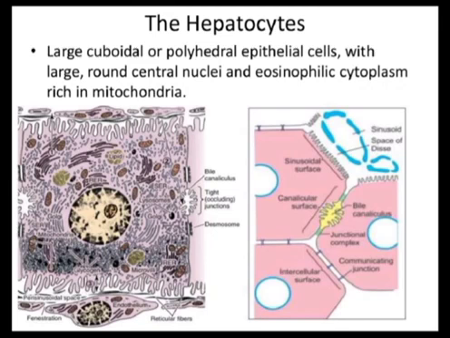This is also known as the space of Disse. The plasma membrane covering the sinusoidal surface of the hepatocyte shows long microvilli which project into the perisinusoidal space.